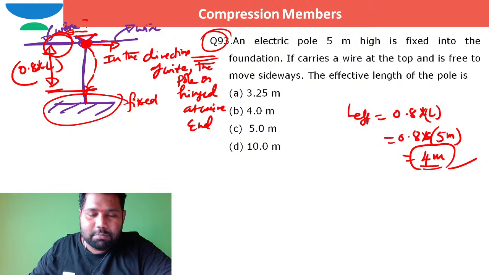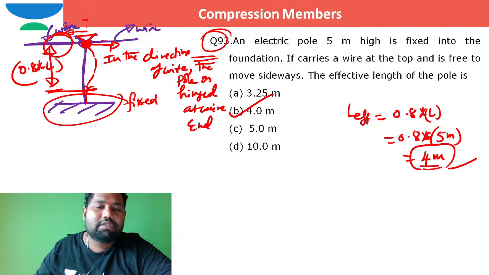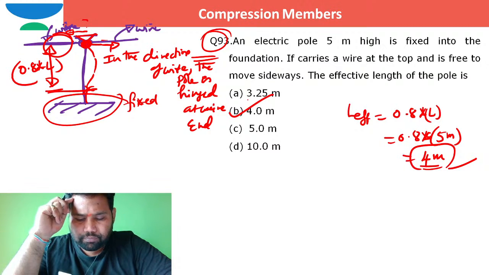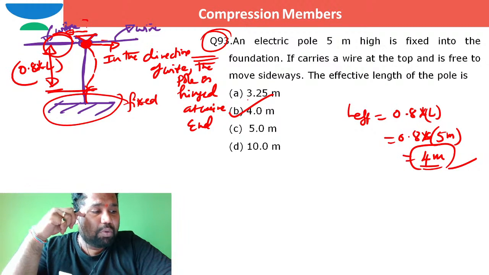The correct option is B. We can pick the one which is 4 meters. Is that okay? Right, so can I move to the next slide?